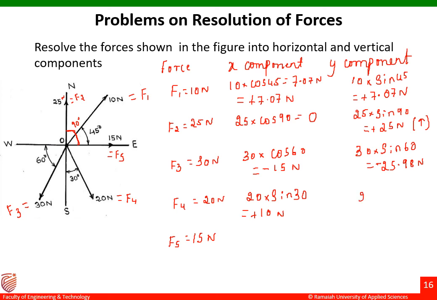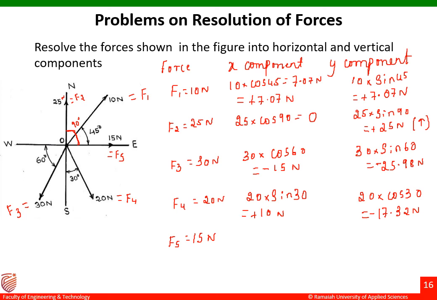So we'll go for the y component, that is 20 into cos 30 degrees. 20 into cos 30, you are going to get the answer as 17.32 Newton. And this value would be minus y because the force is falling in the fourth quadrant. In the fourth quadrant, the y component will be negative. Okay, so next one is the fifth force. We'll write the equation for the x component and then the y component. Here the force is equal to 15 Newton.